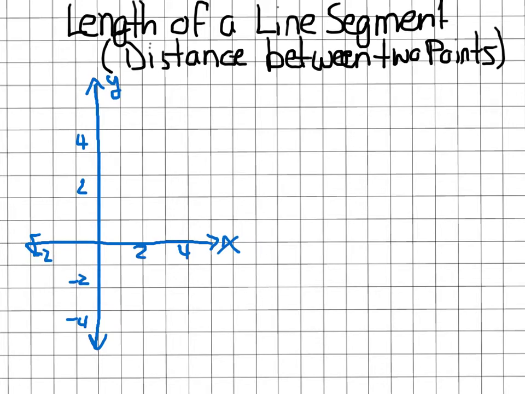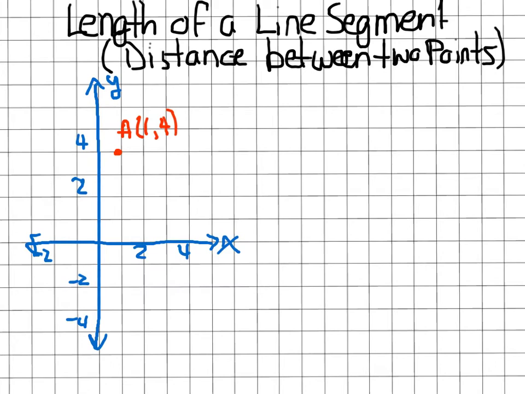So why don't we start off by actually adding in 2 points. So I'm going to start with the point 1, 4. So this is A, point A, 1, 4. And then this is point B, which is 5, 1.